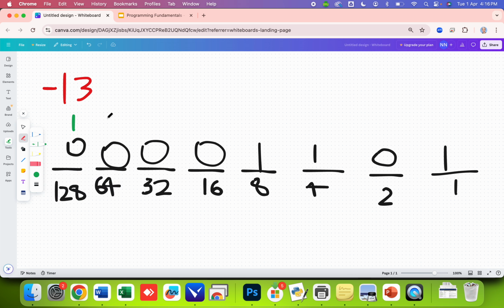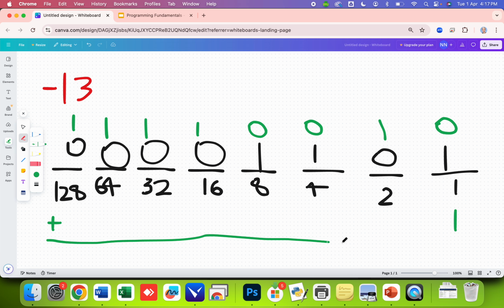A 0 becomes a 1, so 1, 1, 1, 1, 0, 0, 1, 0. Okay, I've inverted the bits and now I add 1. 0 plus 1 is 1, and the rest stay the same. So that is negative 13 in 2's complement binary.